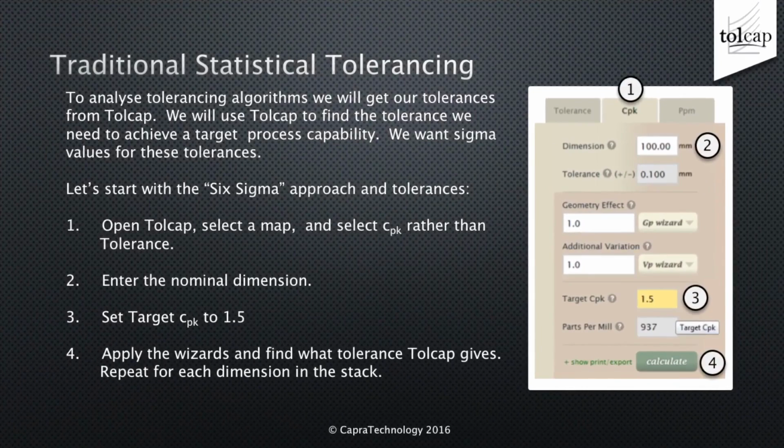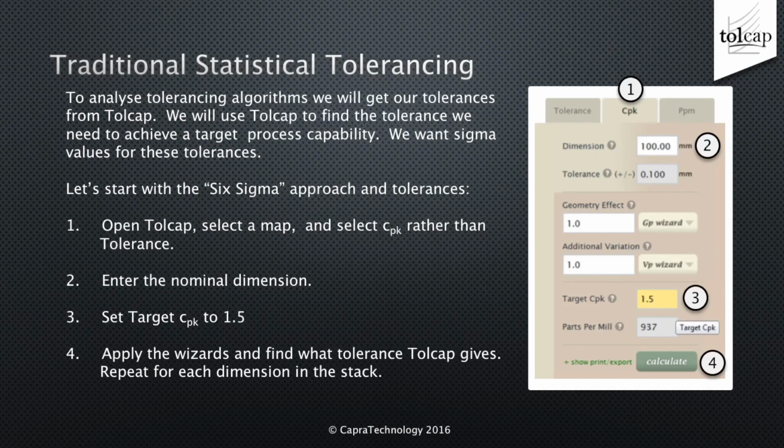To analyse the tolerancing algorithms, we will get our tolerances from Tolcap. We'll use Tolcap in the mode to find the tolerance we need to achieve a target process capability. We want sigma values for these tolerances. Let's start, as I said, with the 6 sigma approach on tolerances.